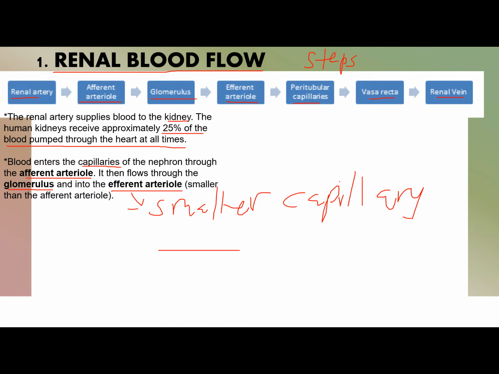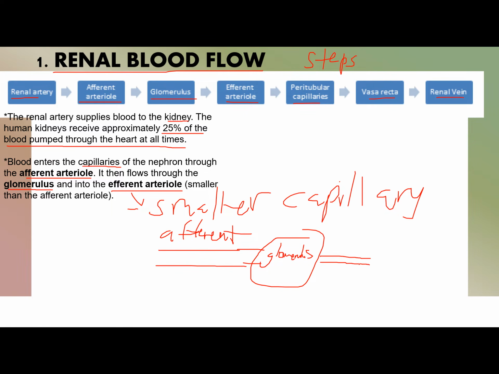So kung i-enlarge natin yung capillary, kunwari ito yung capillary class. This is the afferent. Tapos dadaan siya dito sa parang glomerulus. Kunwari ito yung glomerulus. E-exit naman siya ngayon in a smaller capillary known as the efferent arteriole.